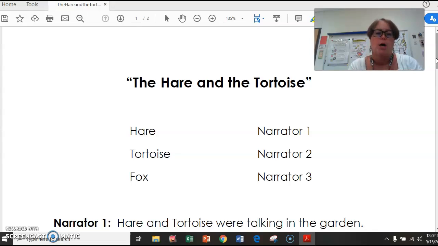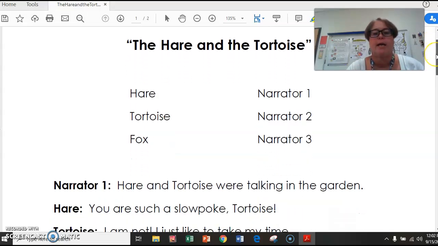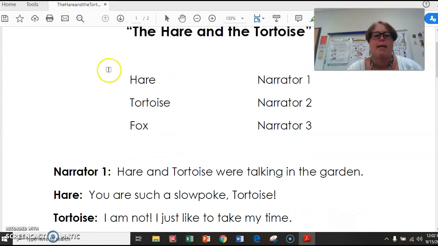And we may pause in the video so that we can take notes and write down what's happening in the beginning, the middle, and the end. But I'll let you know when we need to do that. Right now we're going to be reading The Hare and the Tortoise. Right here is our list of characters. So there's the hare, there's the tortoise, there's a fox, there's narrator 1, narrator 2, and narrator 3. So this drama has 3 narrators. That means 3 different people are going to be telling the story and the words that the characters are not saying.